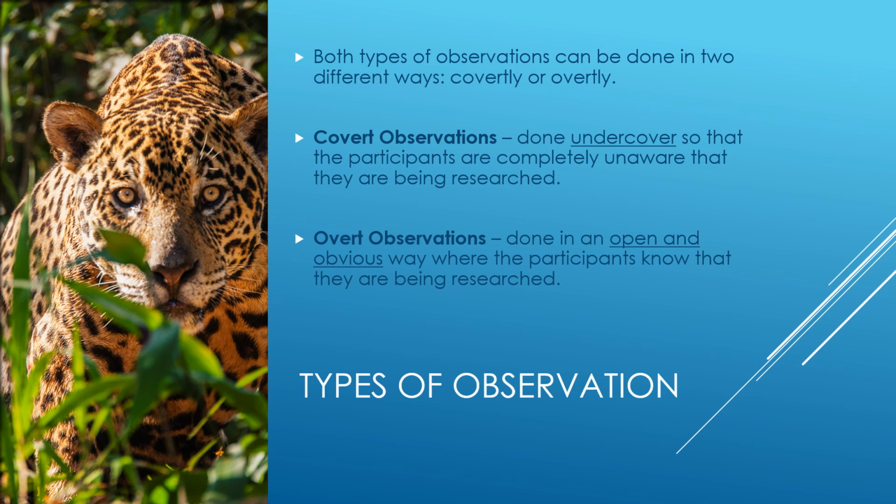Overt observations are done in a completely open and obvious way. The participants know completely that they're being watched, being researched, and that's fine. Now, again, you could use technology to do that. You can use cameras, you can use the one-way mirrors. But you'd have to have told them that they are being watched in order for it to be an overt observation. And usually it is done with someone physically there watching people in an obvious way.